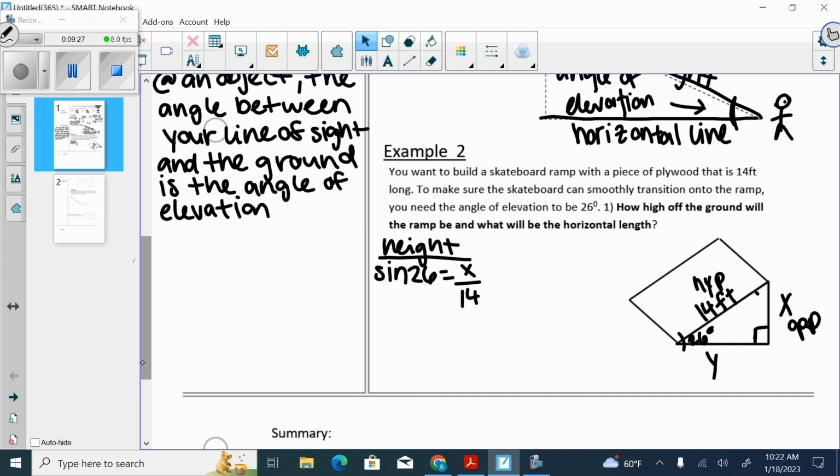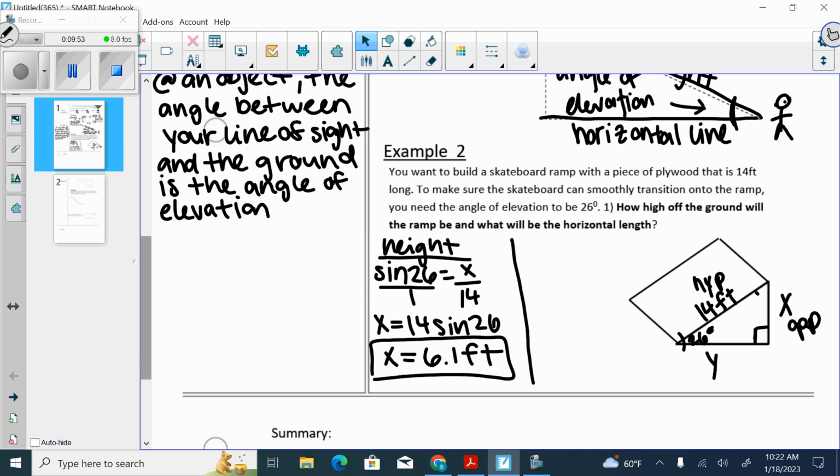All right, and then how am I going to solve for x? Cross multiply, right? So I put this over 1. So really, in my calculator, I'm typing in 14 times sine of 26, right? So if we're just going one decimal place, that'd just be 6.1. Good. All right. So we found the height.